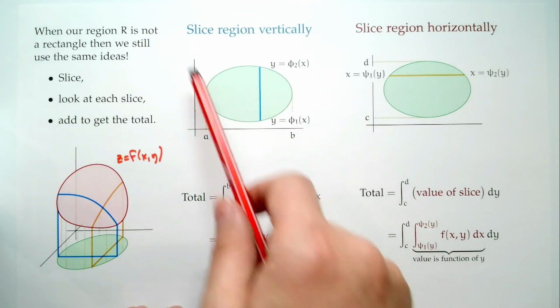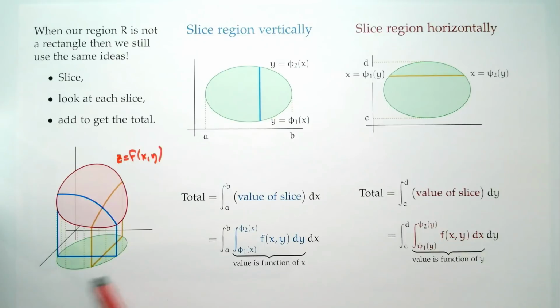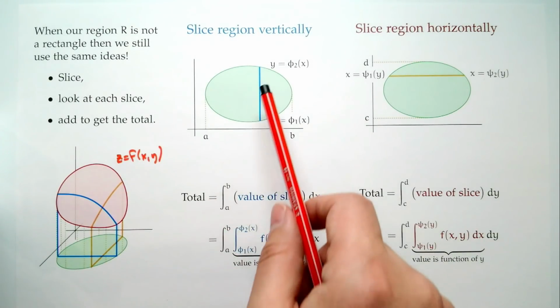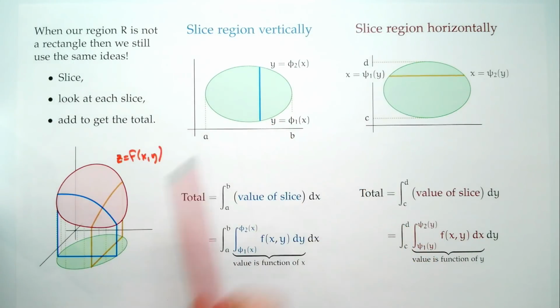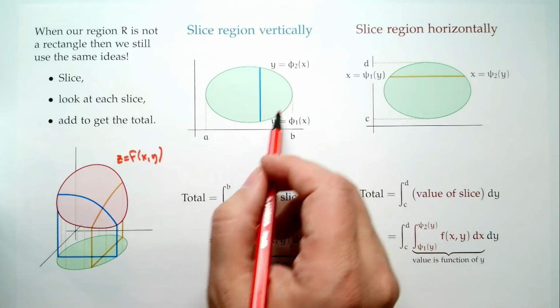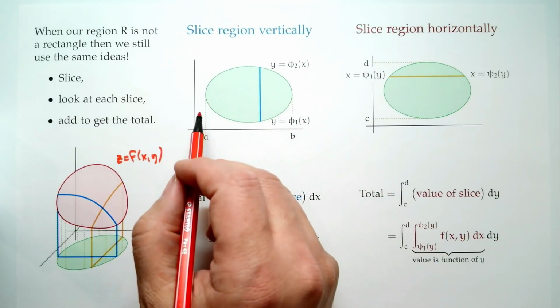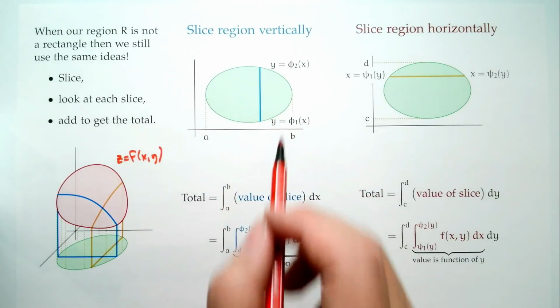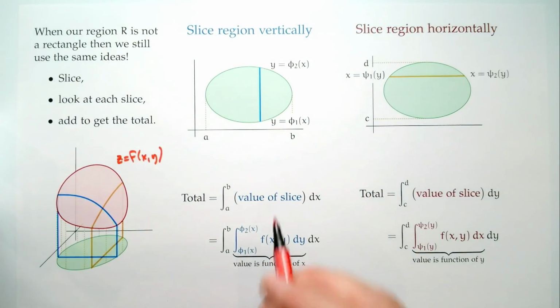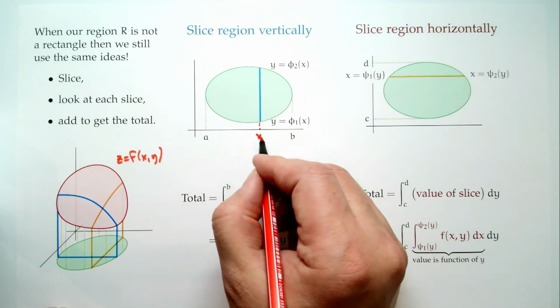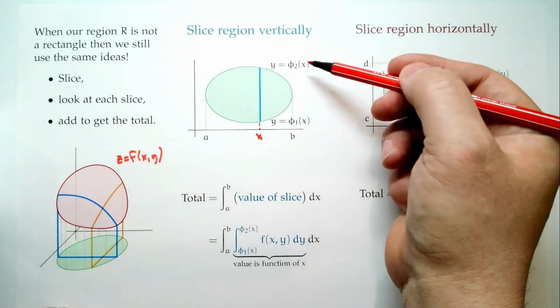Here, I'm looking at the xy plane. The xy plane, that's this part down below, and I'm asking, what does this domain look like? Well, if I take a slice in the xy plane vertically, that would be this slice over here. What is happening? I'm going between two curves. I have a bottom curve, y equals phi1 of x. So that's the curve on the bottom. I have a top curve, y equals phi2 of x. And now I say, given that I'm at a particular x value, y is going to go from phi1 to phi2.